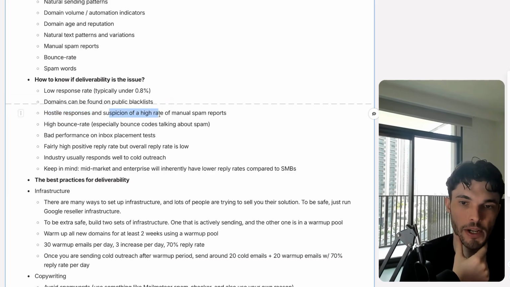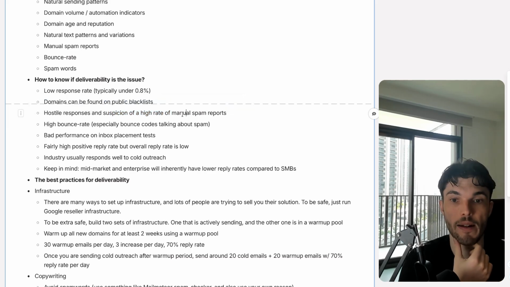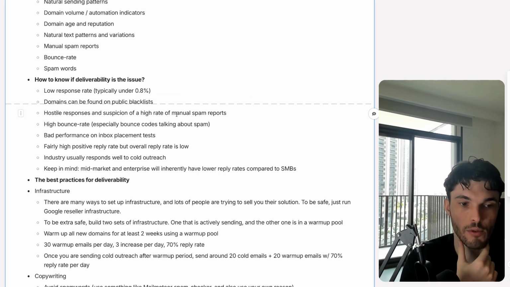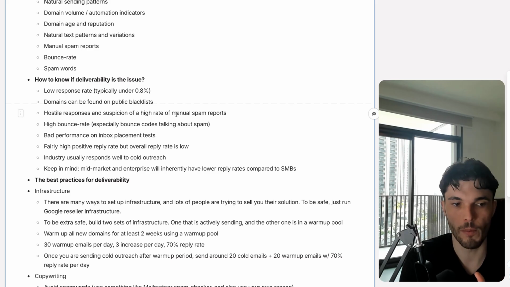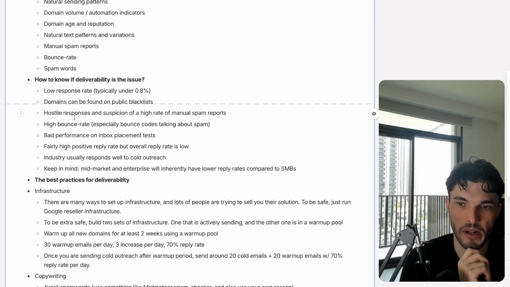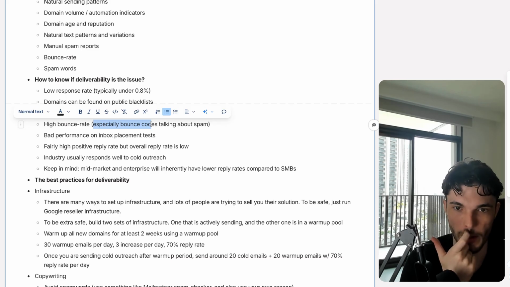And if you have a high suspicion of people manually reporting you to spam, that's also an indication that deliverability is an issue. So if you're getting a lot of people that really just don't like receiving your emails, those people are probably also reporting it to spam. So yeah, that's another indication. A high bounce rate, especially if you can see that the bounce codes you're getting once the emails bounce are talking about spam.